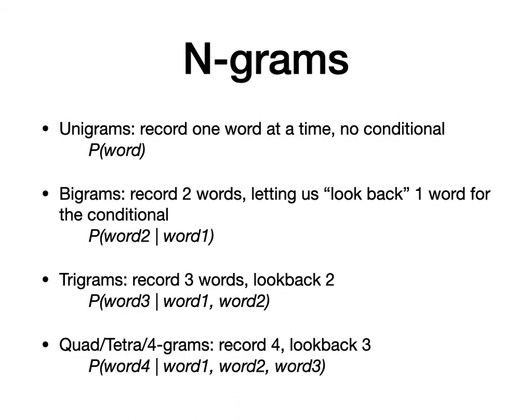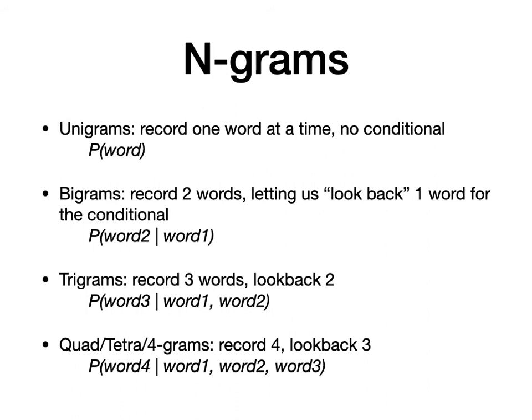If you're recording bigrams from your corpus, snatching out pairs of words, now we've recorded 2 words, and it's letting us look back 1 word for the conditional. So we can now ask the question of, what's the probability of word 2 given that word 1 has occurred? That's a pretty huge leap. From unigrams to bigrams, now we're actually chaining sentences together. That's good. That's useful. That's way more powerful than just doing words at random based on base frequencies.